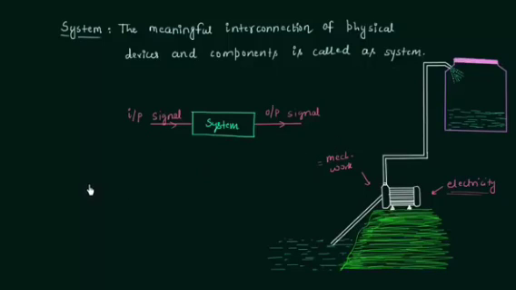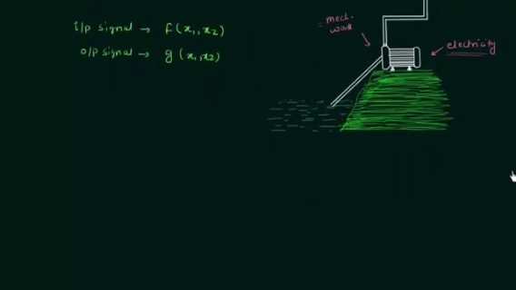The output signal also depends on the same variables. For example, if the input signal is the function f and it depends on x1, x2, then the output signal, let's say the function g, also depends on the same variables x1 and x2. There are two types of problems we have to deal with. The first one is the analysis problem. The second one is the synthesis problem.